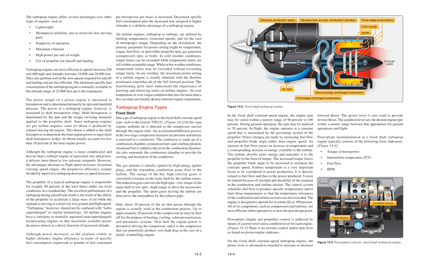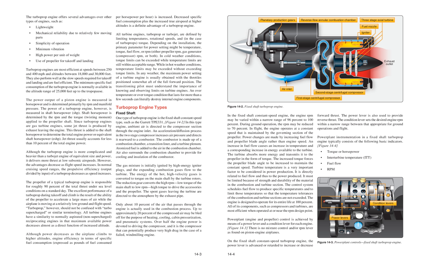All turbine engines, turboprop or turbojet, are defined by limiting temperatures, rotational speeds, and, in the case of turboprops, torque. Depending on the installation, the primary parameter for power setting might be temperature, torque, fuel flow, or RPM, either propeller RPM, gas generator, compressor RPM, or both.